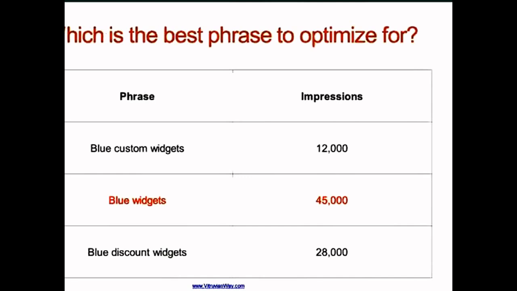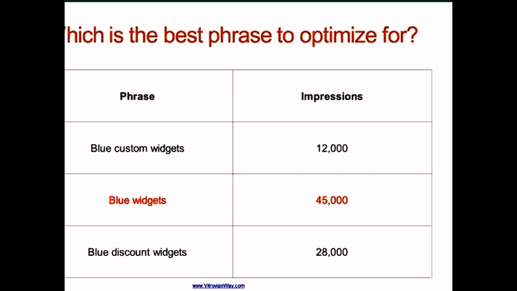So another example is this random example of keywords. And this is an example of what I'm going to talk about next, which is tracking conversions. Let's just say your client says, we only want to optimize for these three keywords. Or actually, we just want to pick one keyword, and we want to put all of our energy into that. So based on this information, which keyword would we go for? The answer, it's kind of a trick question, is we don't have enough data.